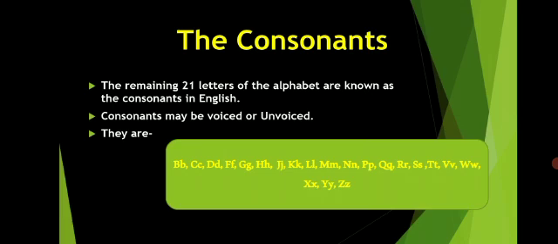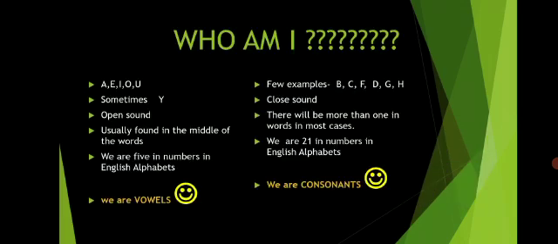Now moving on to our next slide, it's time for a quick revision. Repeat after me. First we will discuss A, E, I, O, U. Sometimes Y also acts as a vowel. They have open sounds, usually found in the middle of words. They are 5 in number in the English alphabet, and we are vowels.